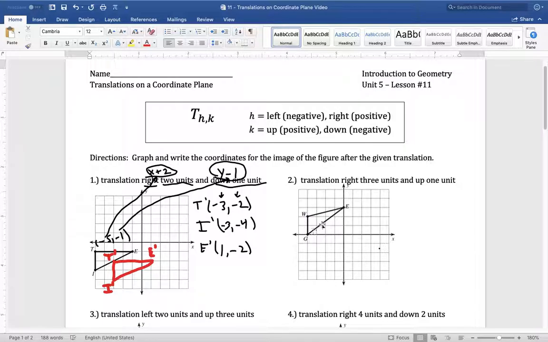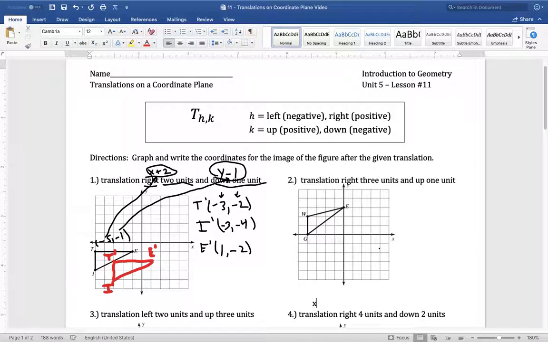So for example, if I'm going to do a translation, let me highlight this. Translate right 3 units and up 1 unit. Now it's going crazy on me. Everything's freezing up. Okay, here we go. Relax, computer. Just relax. Everything's going to be okay. Okay. So right 3 units and up 1 unit.